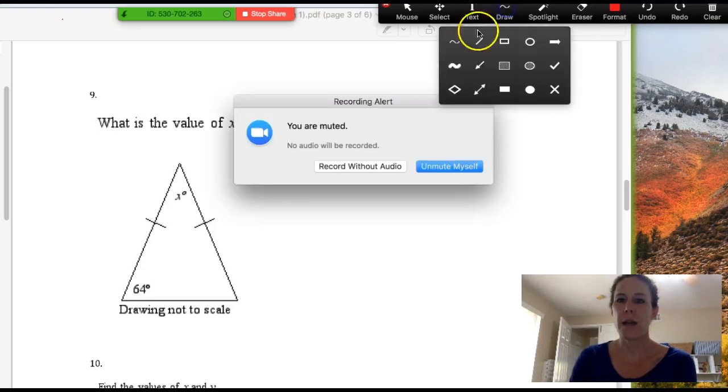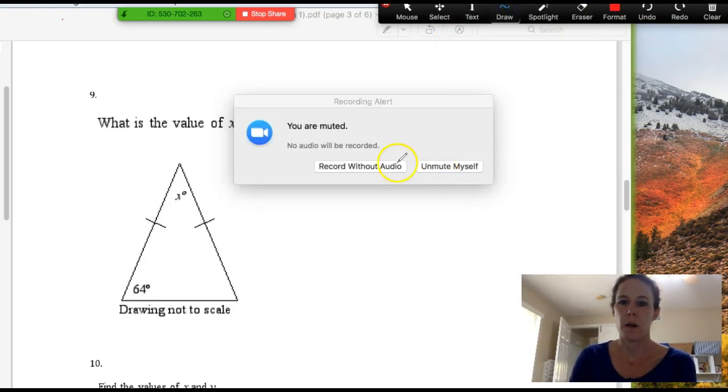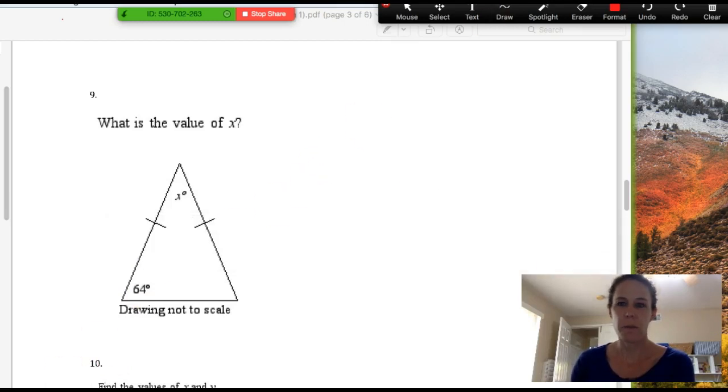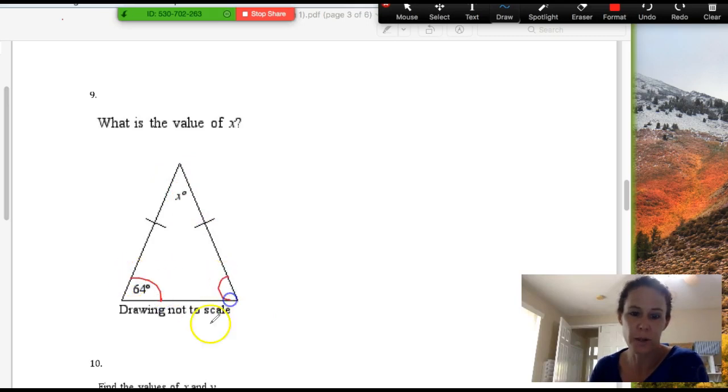All right, number 9 asks you what the value of x is. Looking at this, we can see that these two are marked congruent, which means I have an isosceles triangle. If I have an isosceles triangle, base angles are congruent. And I know a triangle adds up to be 180, and I need to find the value of x. So if that's 64, this is also 64.